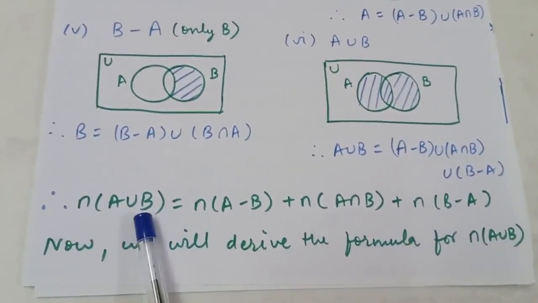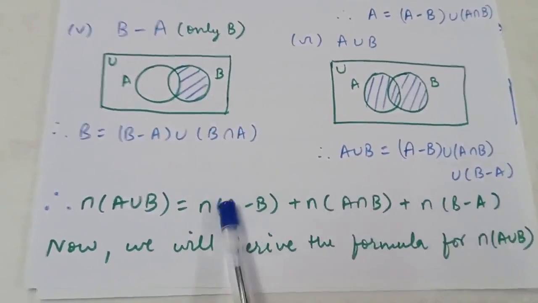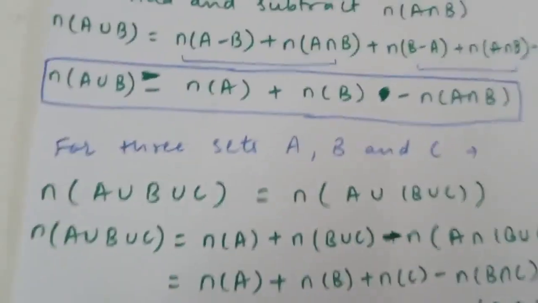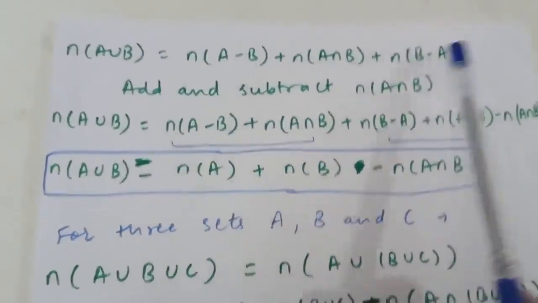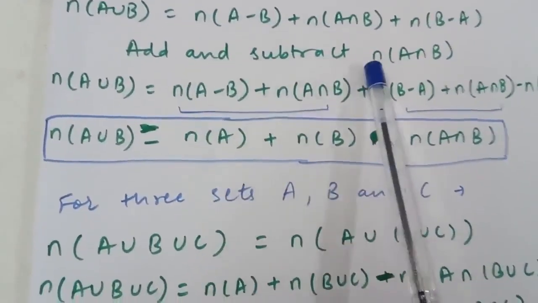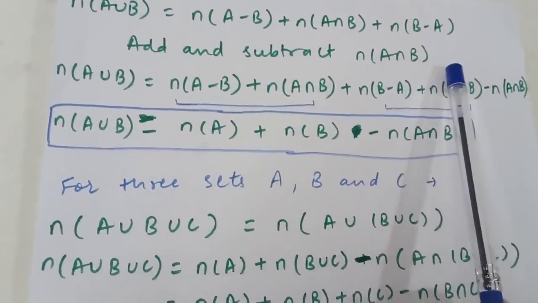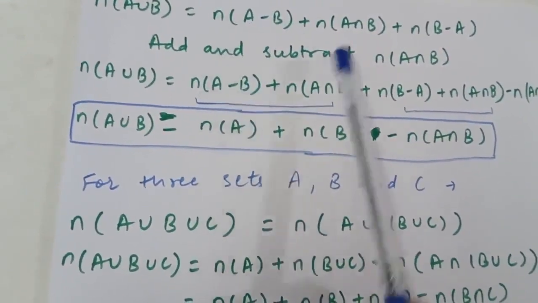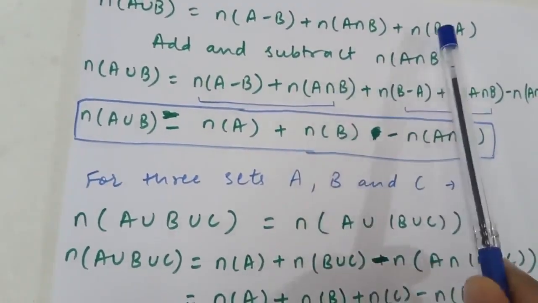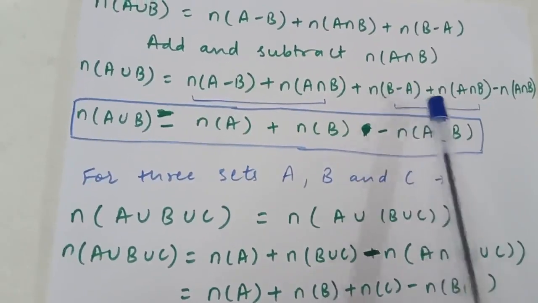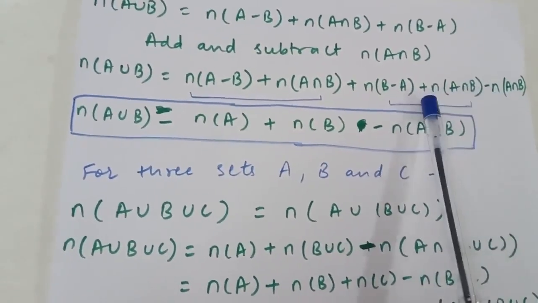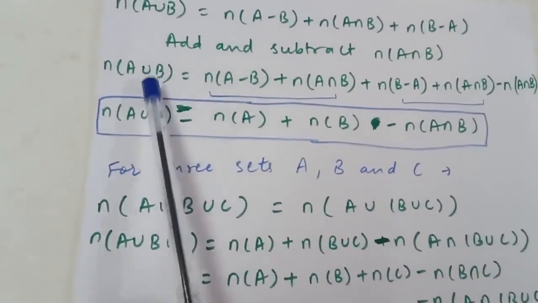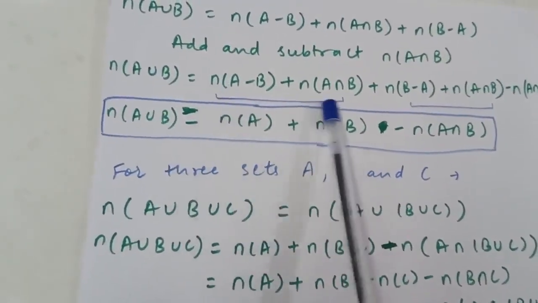So number of elements in A union B, we find it as like this. Now we will find the actual formula. So we got this, right? Now add and subtract number of elements A intersection B, right? So these are similar, number of elements in A minus B, number of elements in A intersection B, number of elements in B minus A, adding and subtracting number of elements in A intersection B. Clear?